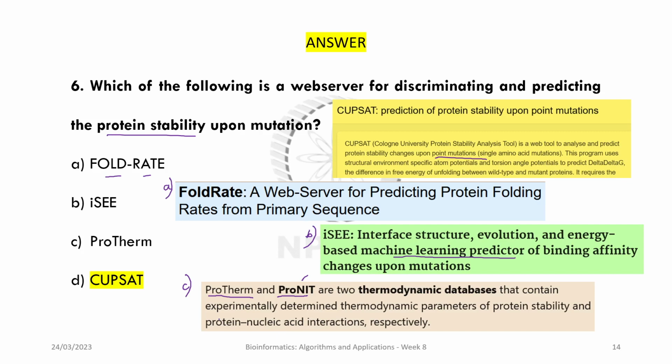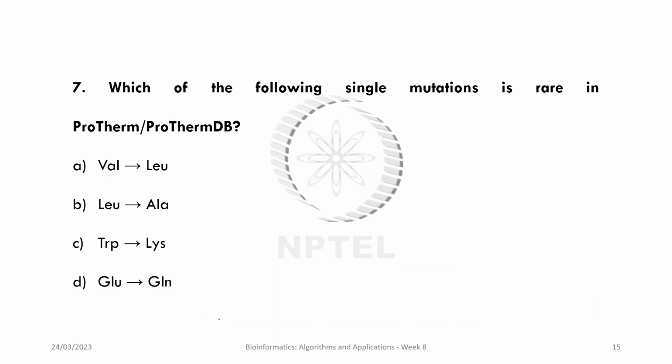And ProNIT is for nucleic acid interaction. All right. Question 7. Which of the following single mutations is rare in ProTherm or ProTherm DB? So I'm going to give you 2-3 minutes for this. Please go to the ProTherm DB website and use that to answer this question.